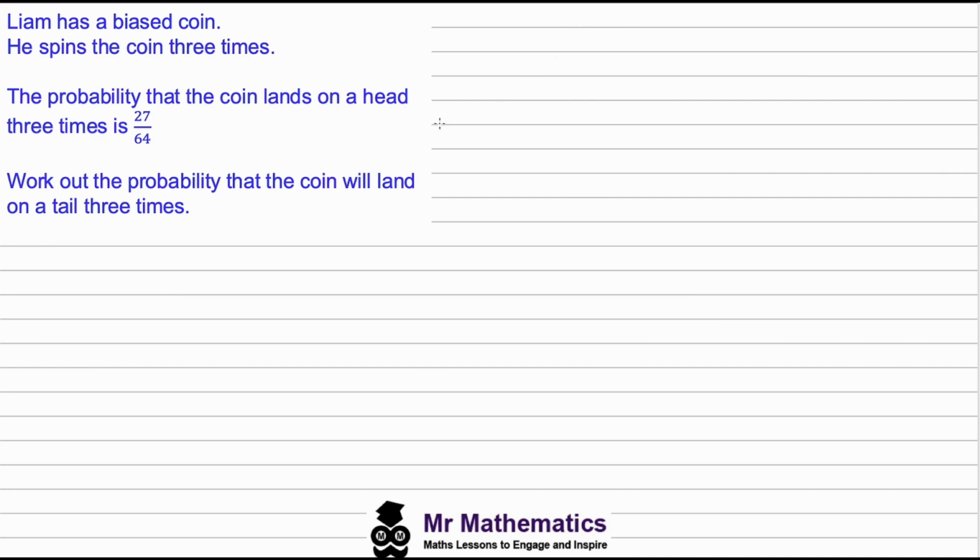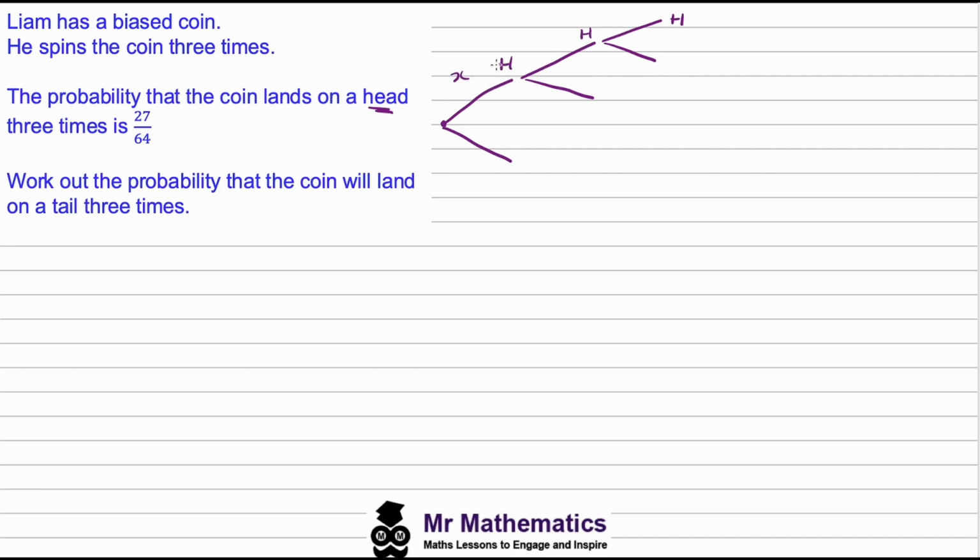Okay, so if we begin at this point, we can either get a head or a tail, and we're told that he gets a head. So I'll label this as a head. And then on the second go, he gets another head. And then on the third go, he gets a head again. And because it's the same coin, and the 3 events will be independent, these will be the same probabilities.